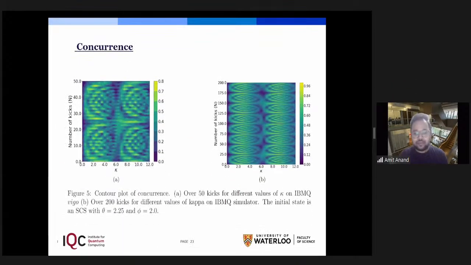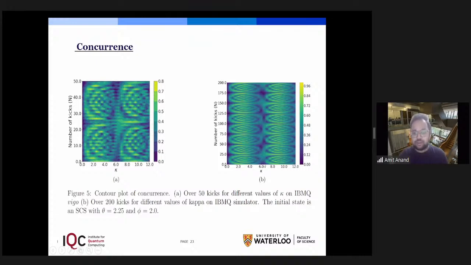So we calculated the concurrence for that. And you can see here, this is the plot that is taken from the IBM simulator. And this was done for different values of kappa. On the x-axis, you can see the kappa value, and on the y-axis, there is the number of kicks, or the time parameter. And you can see we started with only one SCS state, that is theta 2.25 and phi 2.0. And you can see that there is some periodic behavior in kappa.